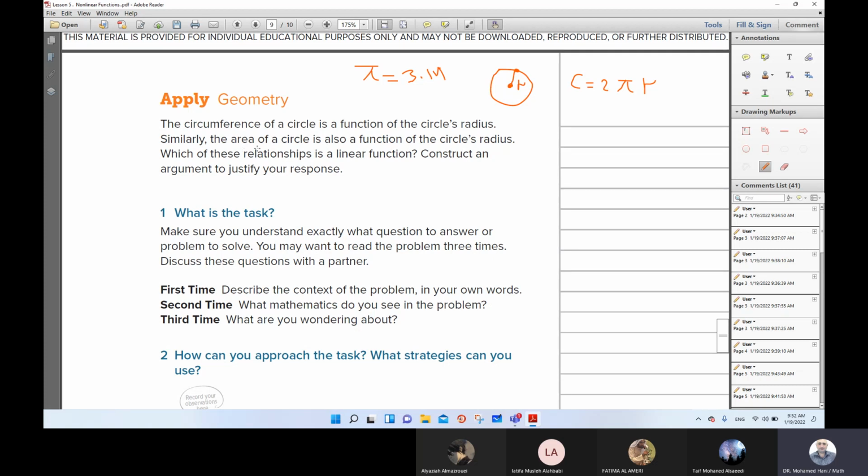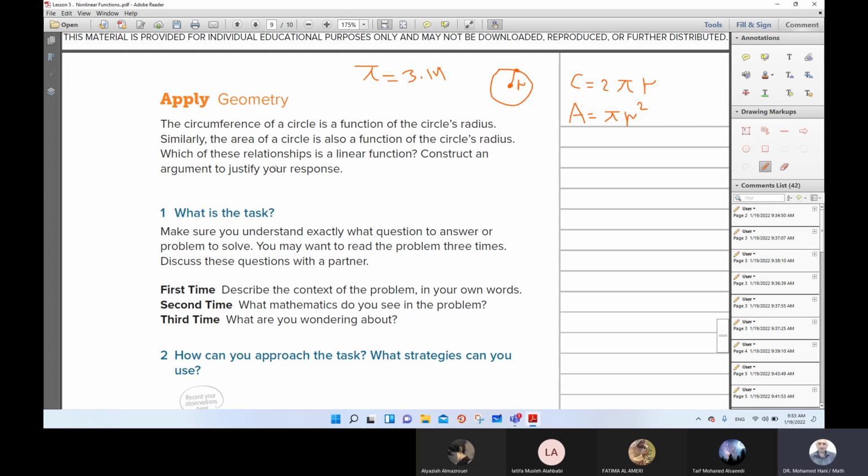Similarly, the area of the circle is also a function of the circle's radius. As you remember, the area of the circle equals pi r squared. This is the circumference and this is the area. The area of the circle is also a function of the circle radius.